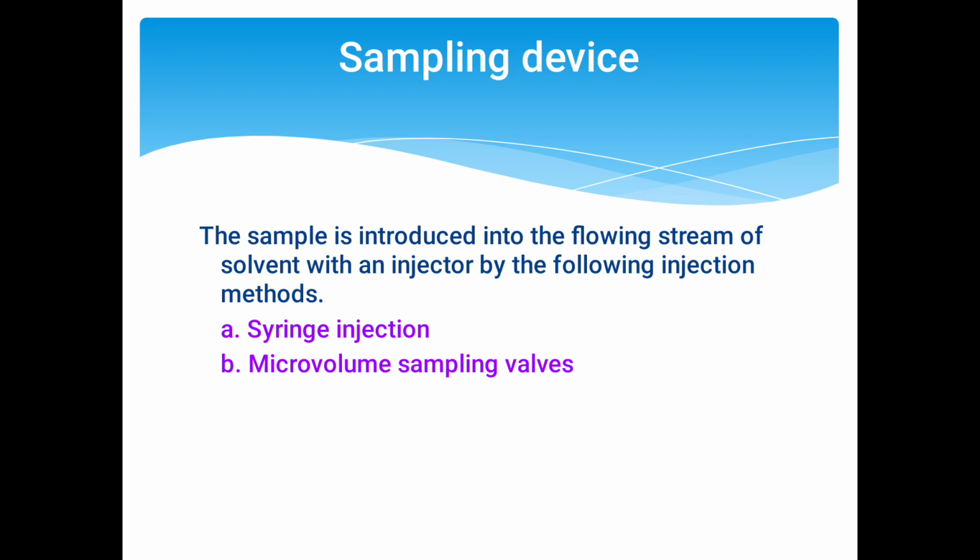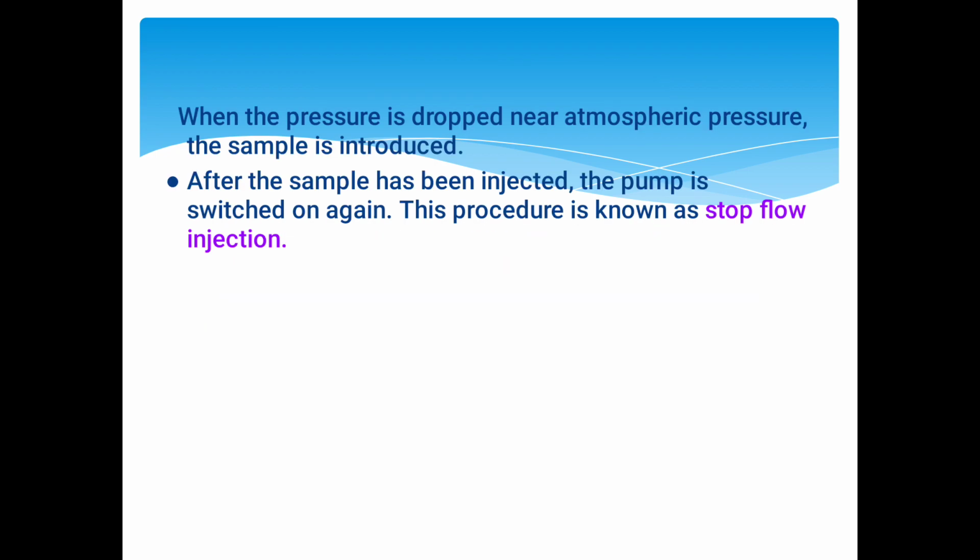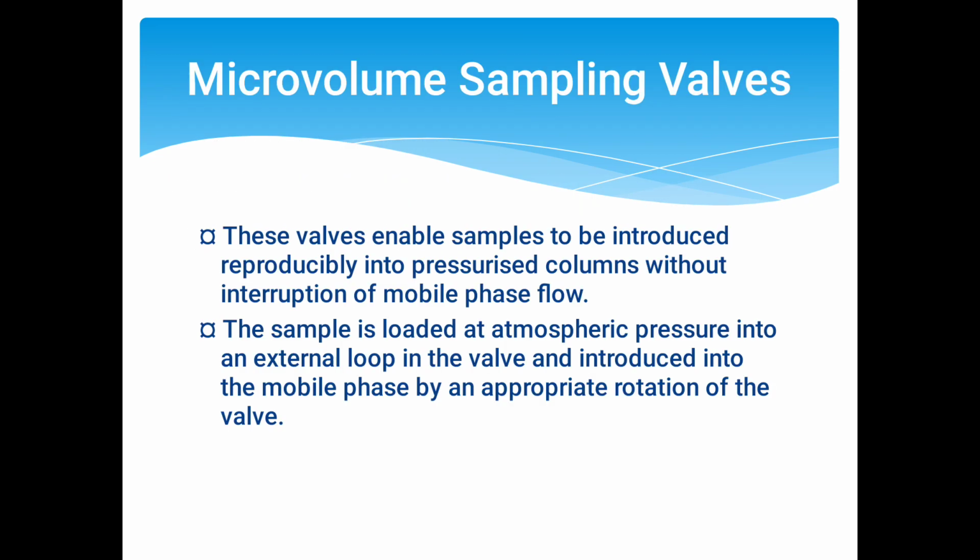Sampling device. The sample is introduced into the flowing stream of solvent with the injector by the following injection methods: syringe injection and micro volume sampling valves. Syringe injection. The sample is injected with the help of a micro syringe. After the sample is injected, the pump is switched on. The procedure is known as stop flow injection.